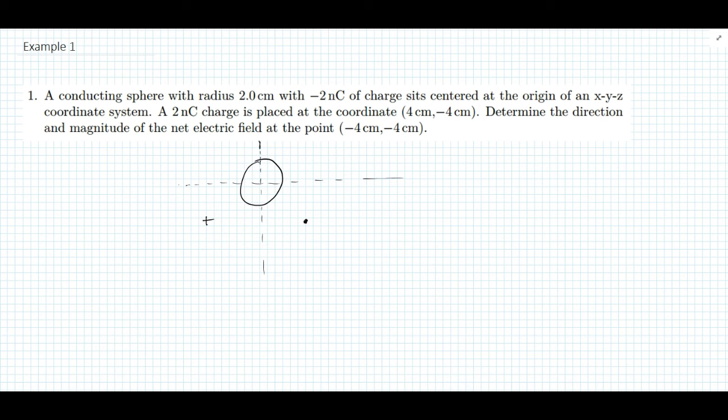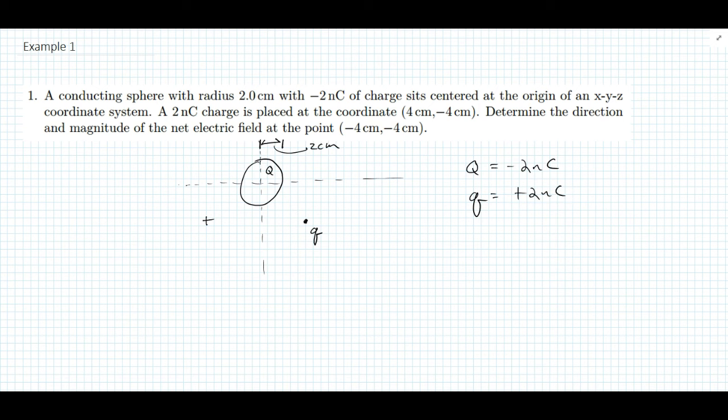Now the radius of the sphere is given, and that is 2 centimeters. And I'm told that there's a negative 2 nanocoulomb charge on that sphere, but I'm just going to call that capital Q. All right, so it could be positive or negative. When we get down to the final answer and I need to actually calculate a number, I would just plug in the negative 2 nanocoulombs for that. So in this case, Q is negative 2 nanocoulombs. And then I've also got this charge down here in the bottom right quadrant, and I'm going to call that q, just lowercase q, and that's going to be the plus 2 nanocoulombs.